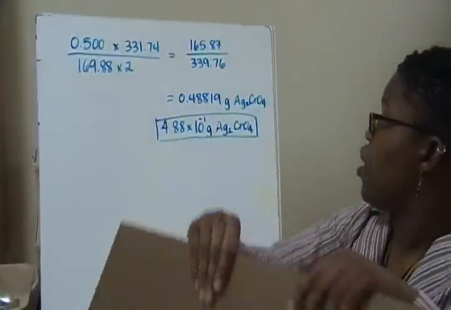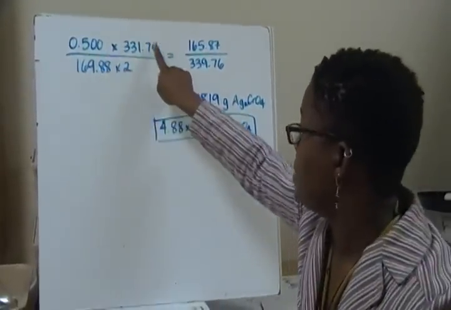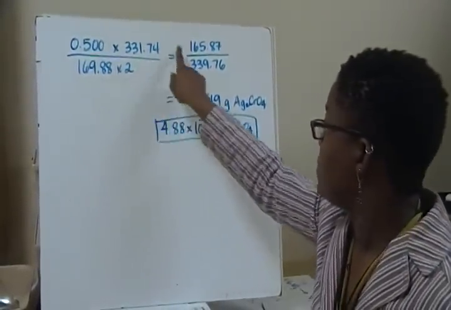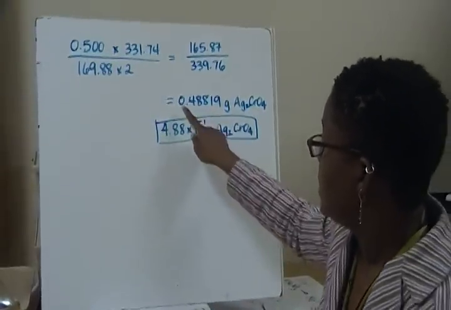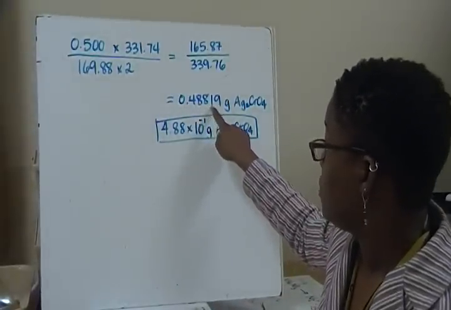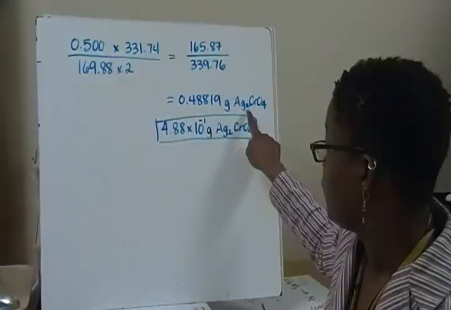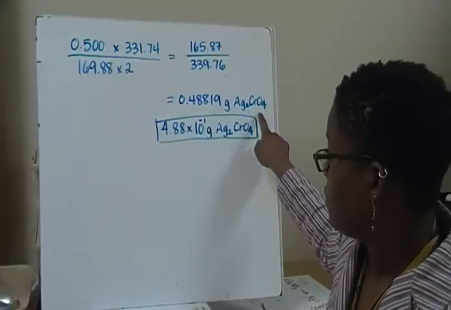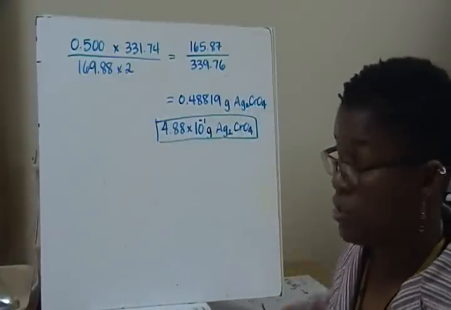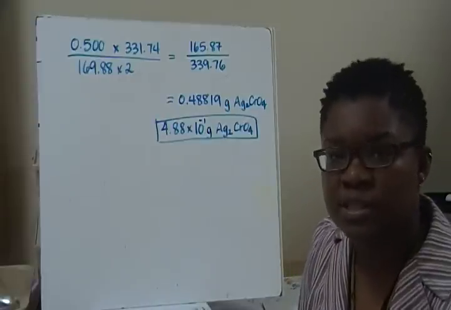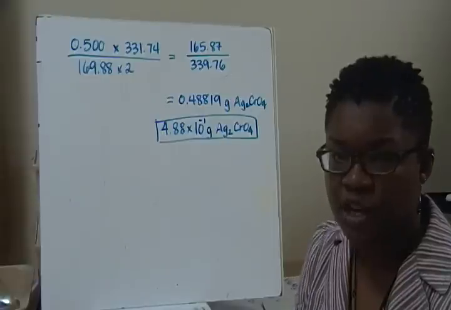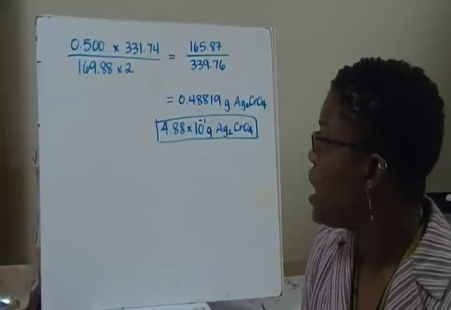So when I multiply all the way across the top, I get these 2 numbers. Across the bottom are these 2 numbers. That adds up to that. And all in all, my answer here is 0.48819 grams of silver chromate. From there, I need to put that in scientific notation, and that is my theoretical yield. So this is a normal section 5, video 5, video 6 kind of problem.